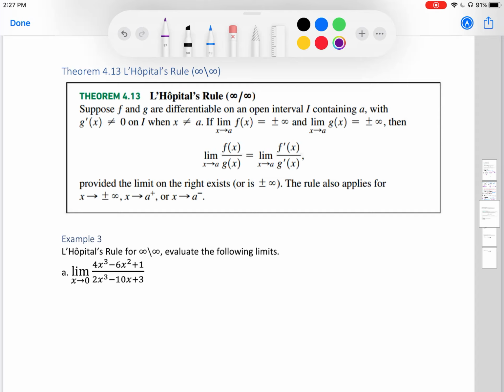Provided the limit on the right exists, or is plus or minus infinity. Also, the rule applies for x approaching plus or minus infinity, x approaching a from the positive side, or x approaching a from the negative. Let's take a look at example 3.